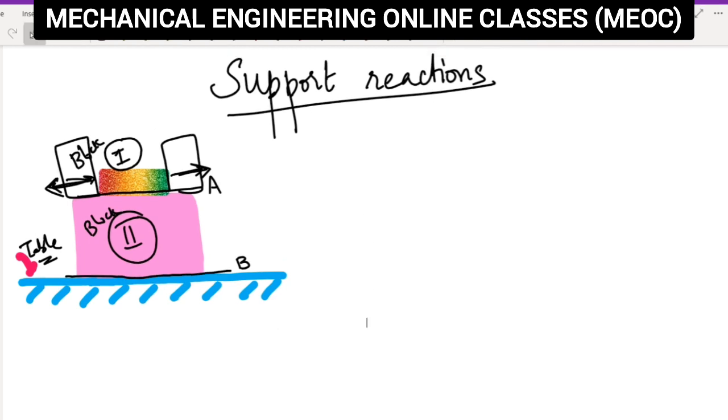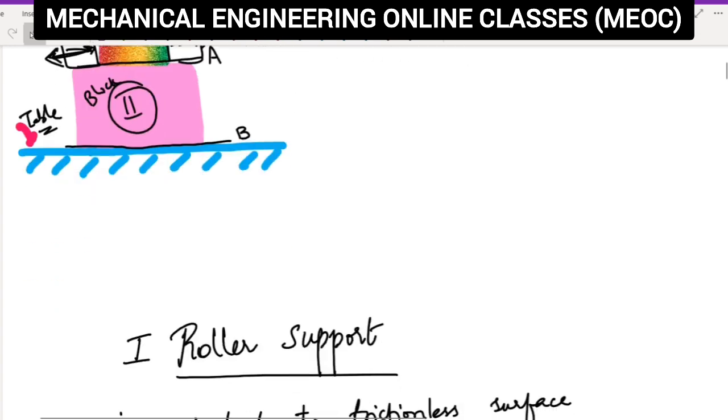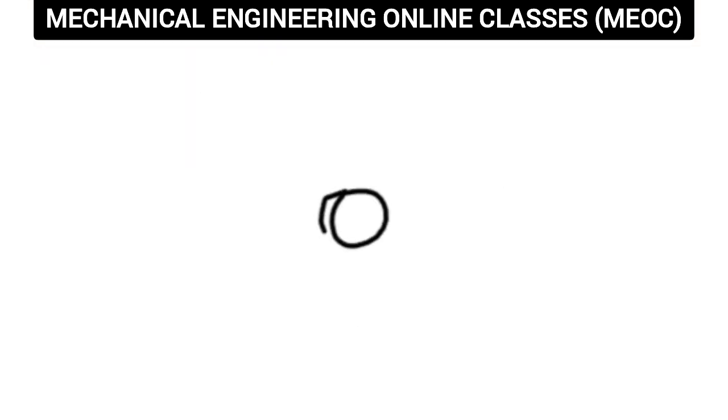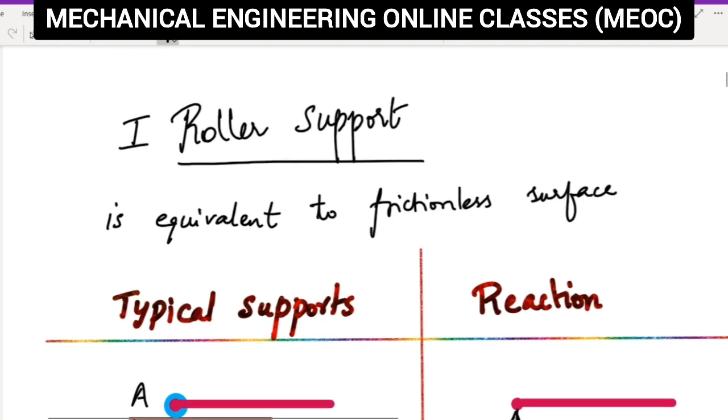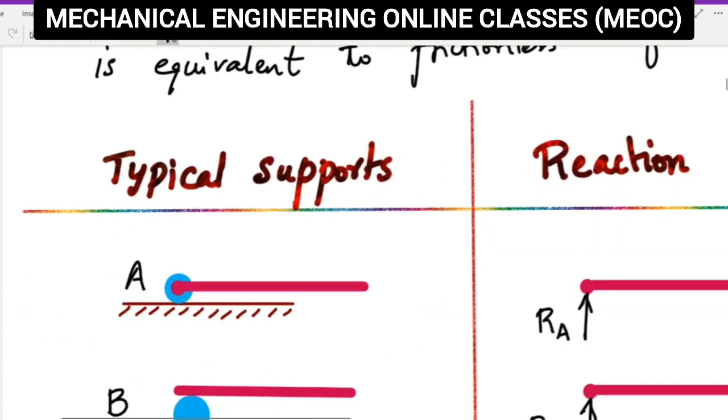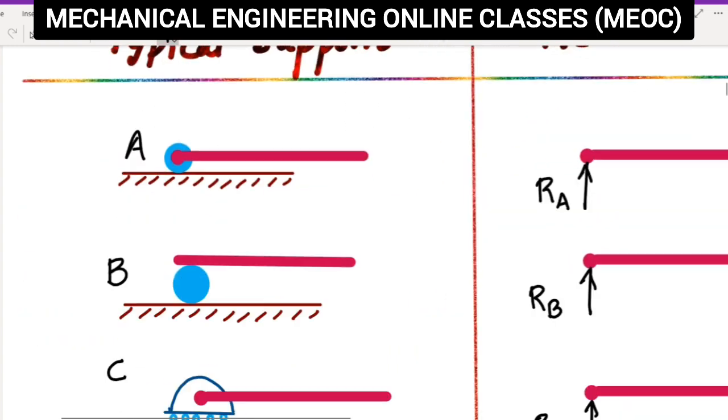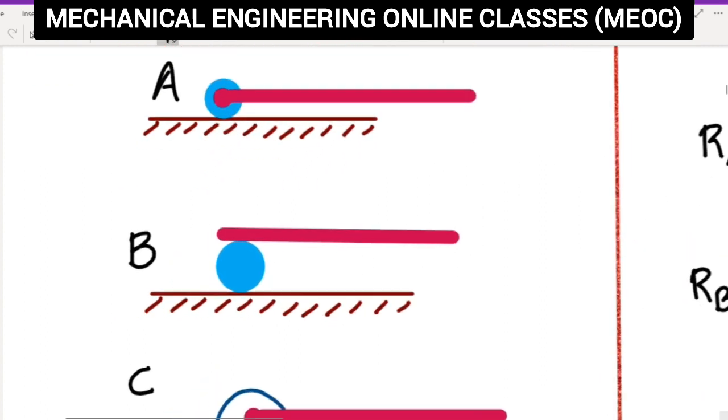So let us see what types of supports exist in general and what reactions they produce when they are in touch with an object. The first one is a roller support. Roller support means a roller is acting as a support. This is a roller, so it is free to roll. Now this is just like a frictionless surface. You can see how it can be represented in different cases.